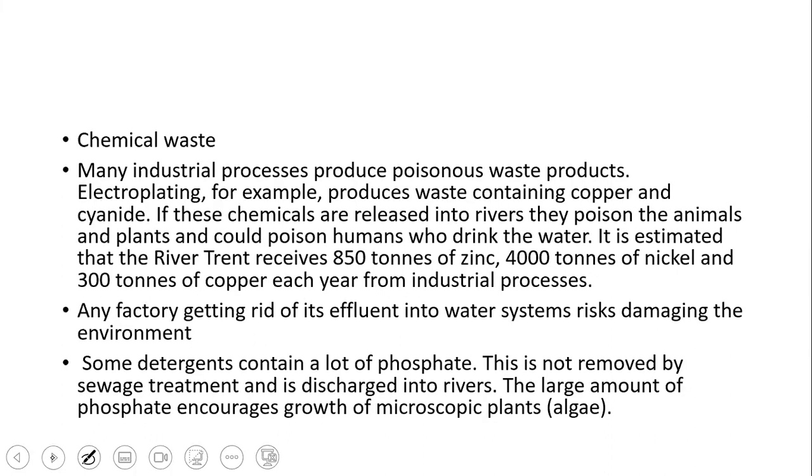Another way we are seriously affecting our environment is by chemical waste. We are producing a lot of poisonous waste products. A lot of our industrial processes, electroplating, produce a lot of waste products. And one of the ways the factories and industries get rid of waste products is often by dumping it into rivers and lakes. Not only can that cause damage to us humans if we drink the water, but it also damages the animals and the plants that can be found over there.